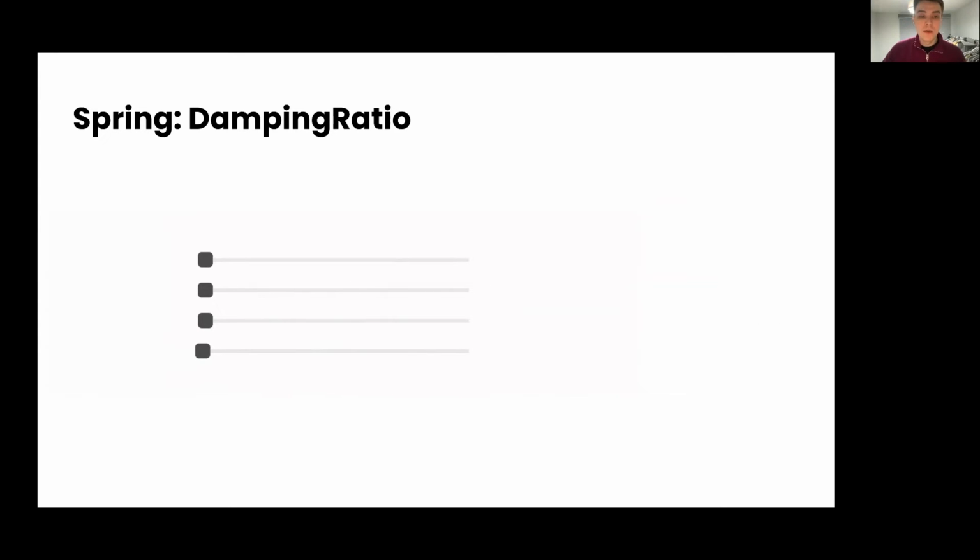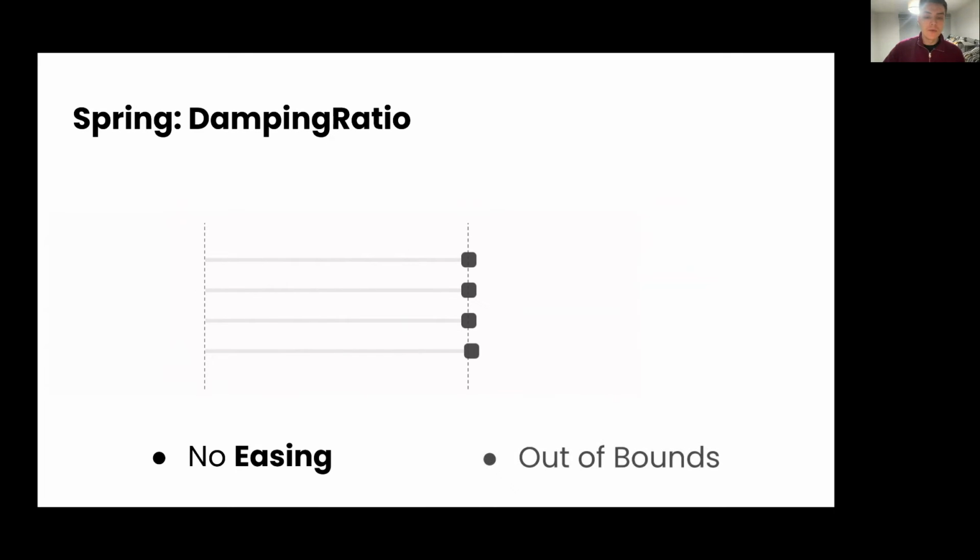And please also pay attention to the following things. Since the duration of the animation is not specified, easing cannot be provided here, because easing is a dependency between time and value of the animation. Since there is no time, we cannot provide an easing. Also, animation can go out of bounds.